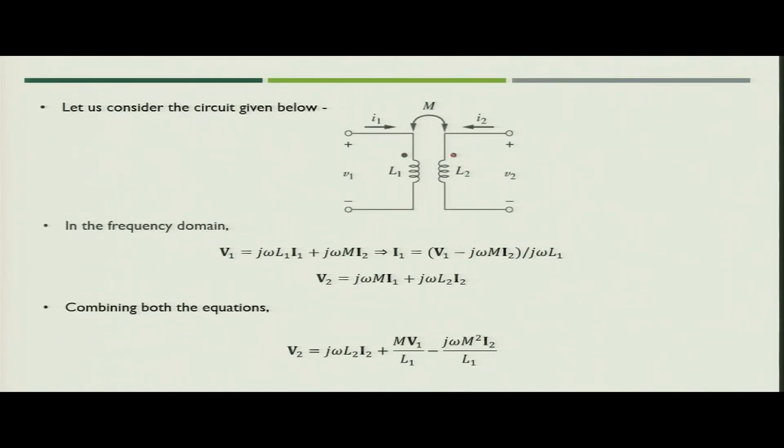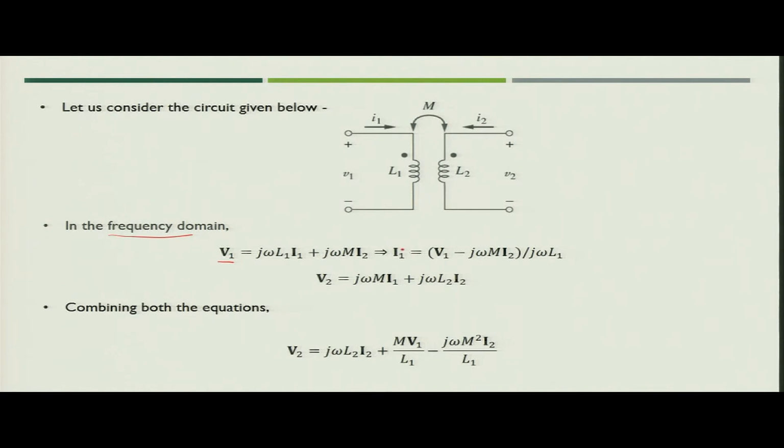Now, I1 and I2 both are entering the dot, means the mutual voltage would be positive. So, what we will do, we will write the equations for V1 and V2 in frequency domain. If you write equations in frequency domain, you can write V1 is equal to j omega L1 I1 plus j omega M into I2 because of the mutual inductance.